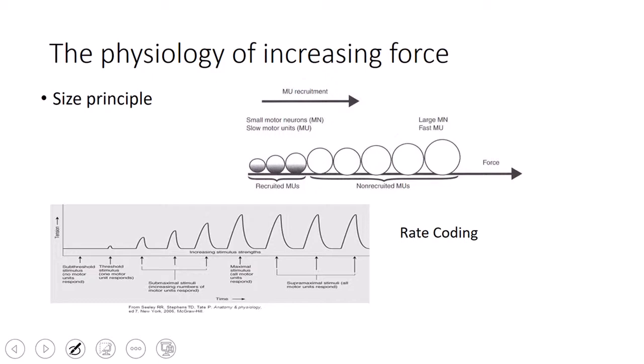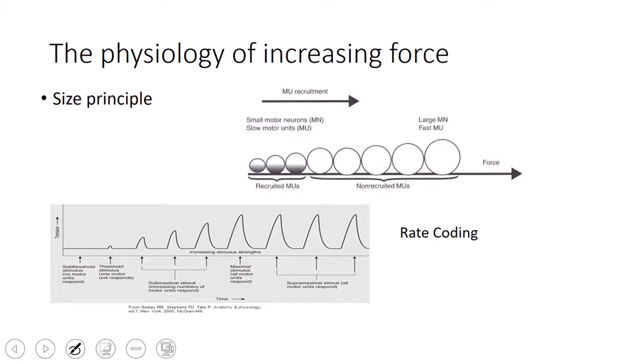Now, as we begin to recruit more motor units and larger motor units, at a point, and this depends on the motor unit or the muscle that we're recruiting, at about 50% of the maximum, we may actually start to increase what's called rate coding, where these motor units are being stimulated more frequently before we start recruiting some of the bigger motor units. So this is another way to match load or match demand with force output per unit.